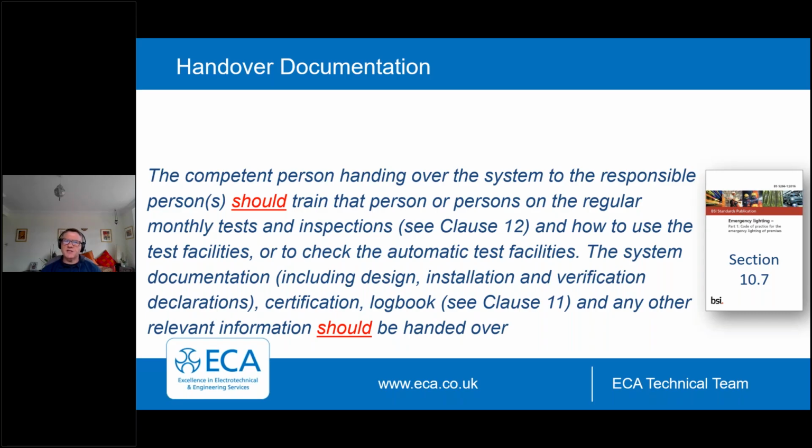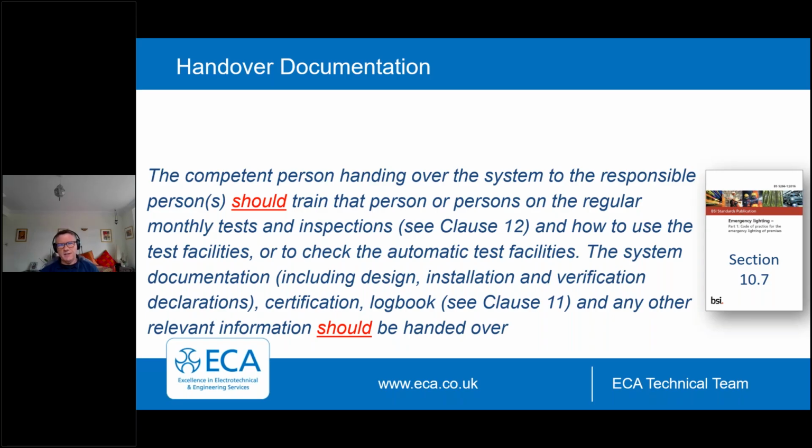So the competent person handing over the system to the responsible person should train the person or persons on the regular monthly tests and inspections and how to use the test facilities. The system documentation, including design, installation and verification declarations, certification, logbook, which we'll come on to in a sec, and any other relevant information should be handed over. So it's not a case of, right, there it is, I'm off. There is a responsibility to hand this information over, and it's substantial information in that documentation.